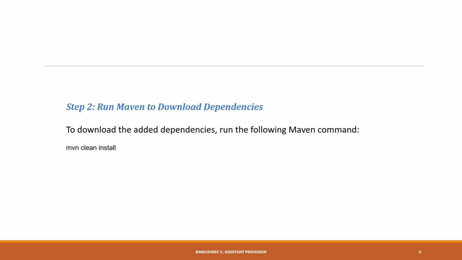now you should run Maven to download the dependencies. Whatever dependencies we have added should be downloaded automatically. To do that we have mvn clean install. Okay, if you just execute this one, it will automatically install all the dependencies into your project.